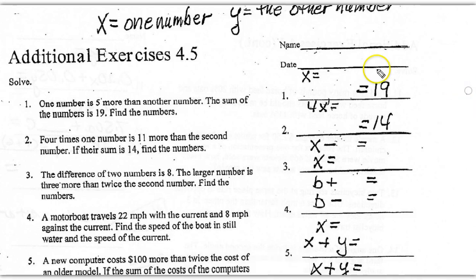Now as we look at number 1, this was very similar to what we already had. One number is 5 more than another number. So y plus 5. The sum of the numbers is 19. Well, that would be x plus y equals 19.